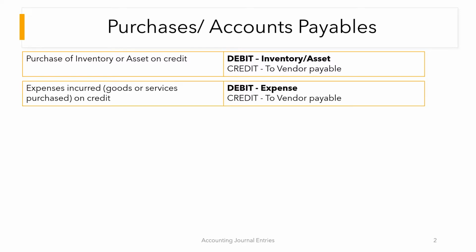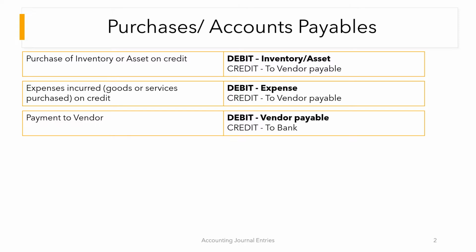The entry on account of expenses incurred for goods or services purchased on credit, the entry would be debit expenses, credit to vendor payable. Payment to vendor is always a debit vendor payable and credit to bank.